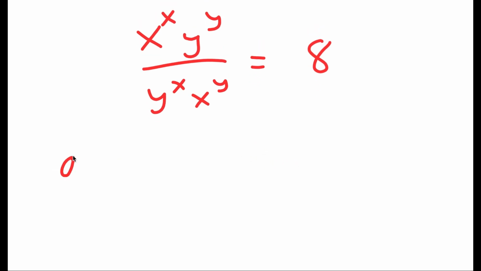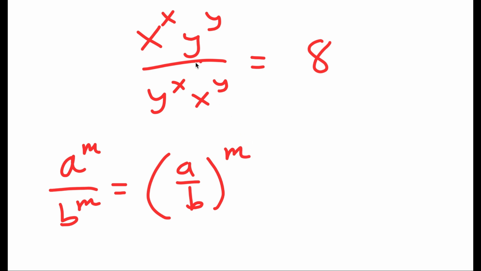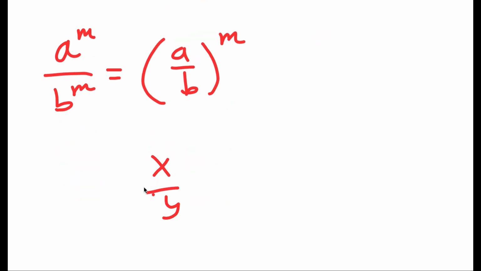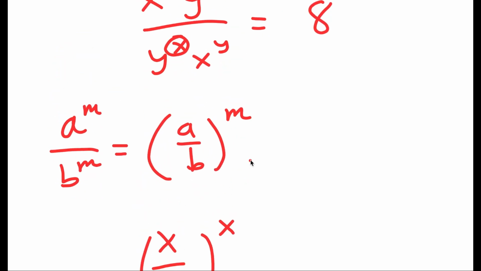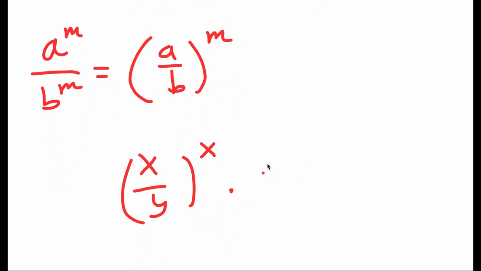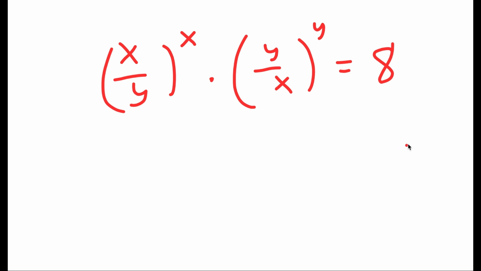Now, if I have something in the form a to the power of m over b to the power of m, this is equal to a over b to the power of m. So in this case, what I'm going to do is match two terms with the same exponents. So x to the power of x over y to the power of x turns into x over y to the power of x. And y to the power of y over x to the power of y turns into y over x to the power of y. And this is all equal to 8.